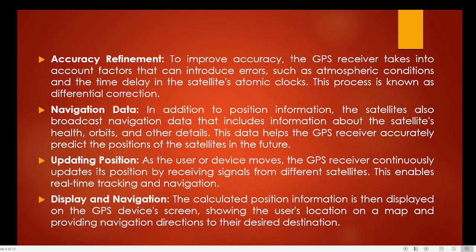Now, how about accuracy? To improve the accuracy, a GPS receiver takes into account factors such as atmospheric conditions and time delay in the satellite. This process is known as differential correction. If there are environmental factors modifying the transmission of the signal, that has to be taken into consideration, and that is known as differential correction. Then navigational data, in addition to position.